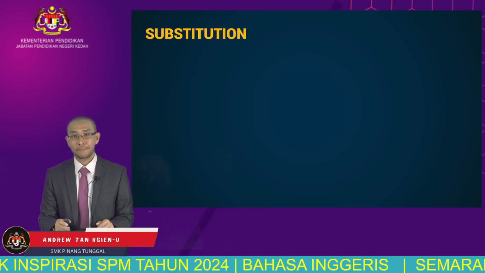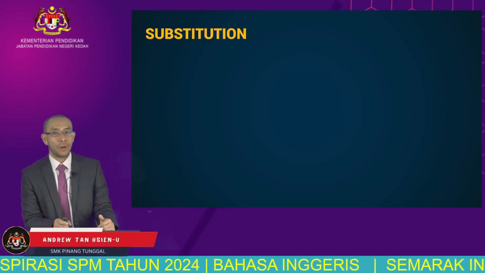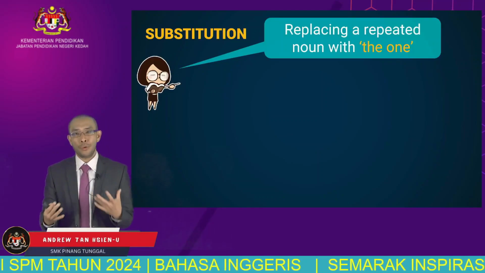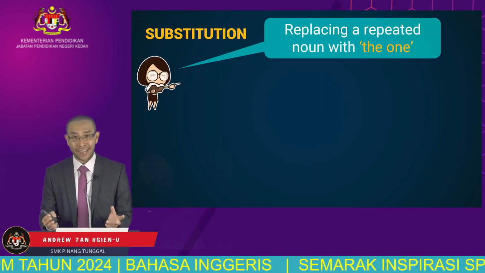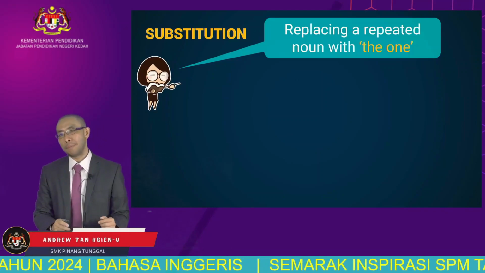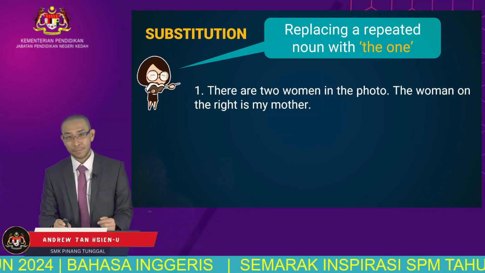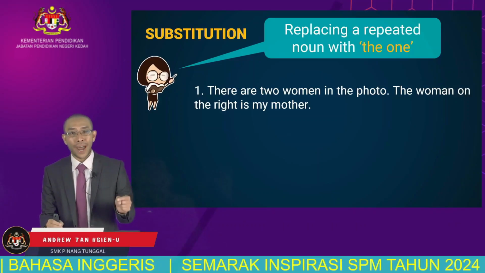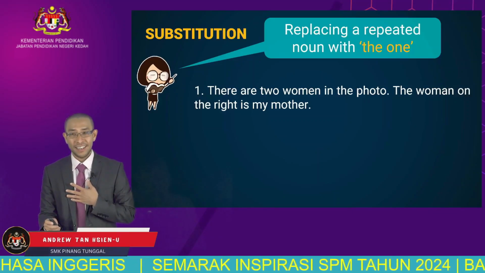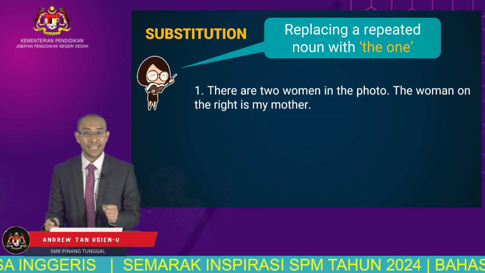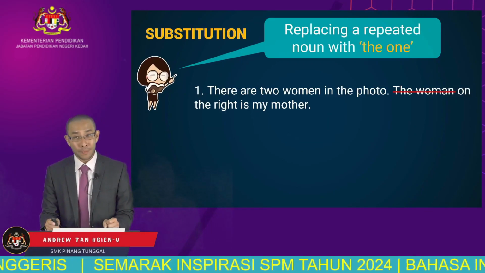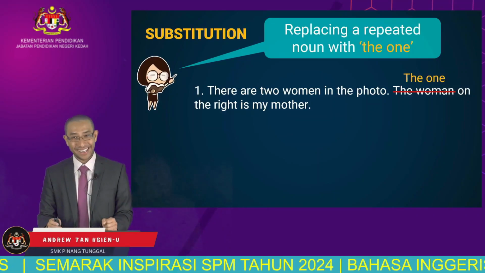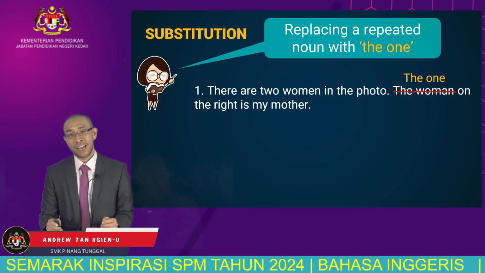Okay? Now, substitution. What is substitution? Substitution is replacing a repeated noun with the phrase the one. Let's take a look at some examples of how we can do this. There are 2 women in the photo. The woman on the right is my mother. Okay? So, what is the repeated noun here? The woman. So we scratch it off and we change it to the one. Alright? And that itself is considered a cohesive device too.